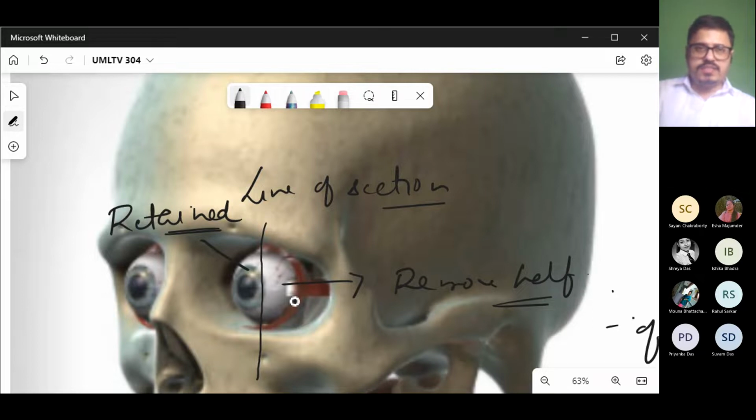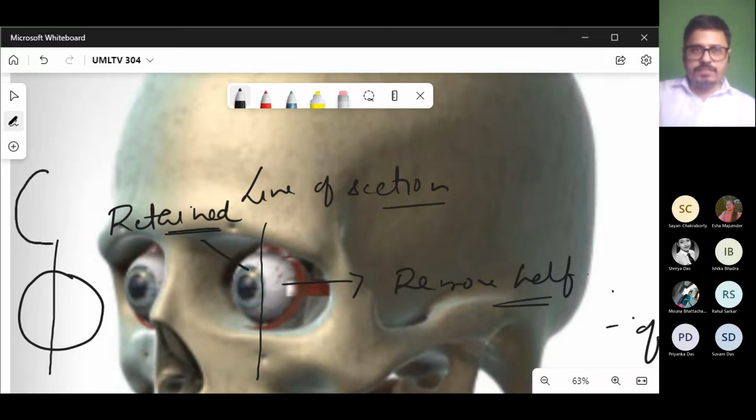Now, since this is a ball, as for example, I'm drawing a ball. If I make a section of this ball, the part that is retained is something like this. And if I view from this side, then I can now see the inner hollow part of the ball, can't I? Yes, sir.